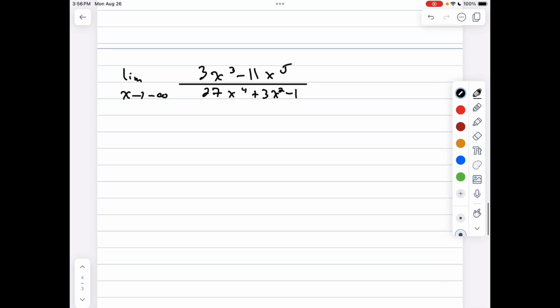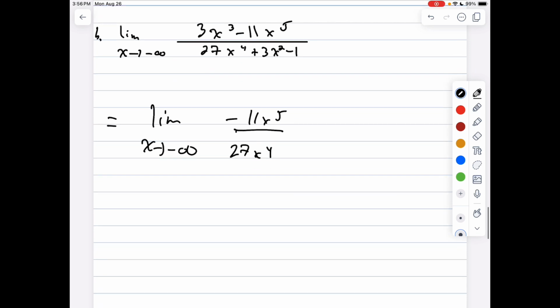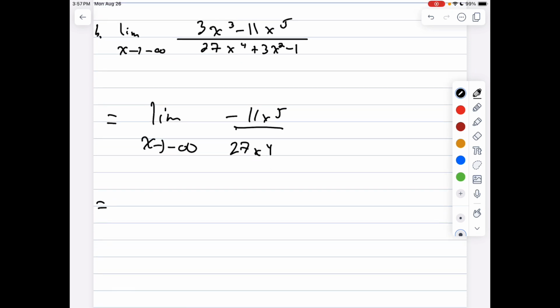Anyways, so you get that, and then this is B, the limit as x goes to negative infinity of 3x cubed minus 11x to the fifth divided by 27x to the fourth plus 3x squared minus 1. This limit, by using that second option, which was looking at the leading terms, would look something like this. Those are the leading terms for the numerator and denominator. It's just the highest power with the number that's on top. And simplifying that, this is what you'd get.